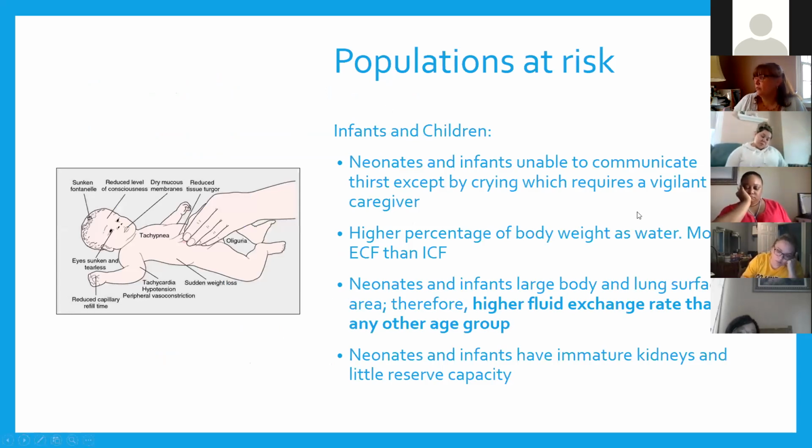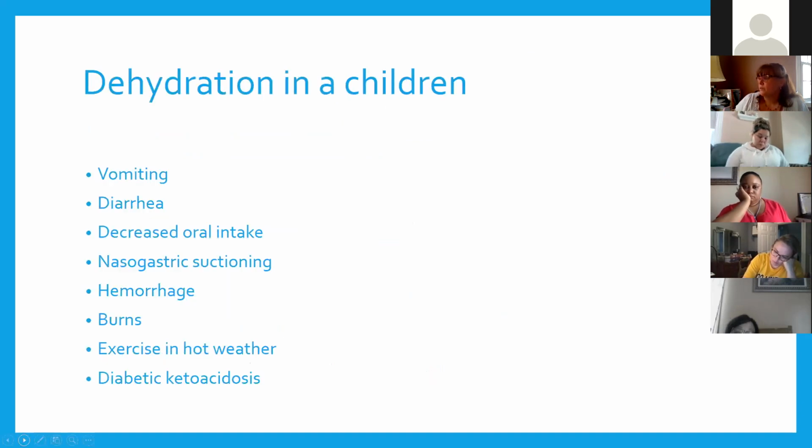Again, this is the same slide as before. We also have populations at risk when it comes to intracellular and extracellular deficiencies. Things that cause an increase in dehydration in children: vomiting and diarrhea are probably number one. Decreased oral intake. So if you have a kid with a respiratory issue that's all stuffed up or coughing a lot and can't drink, then we're going to have a decrease in oral intake. Also nasogastric suctioning, hemorrhage, burns, excessive hot weather. Babies that are sweaty, they don't always sweat like you and I do, but they do have a lot of heat and extra insensible losses. So we want to make sure we hydrate them well.